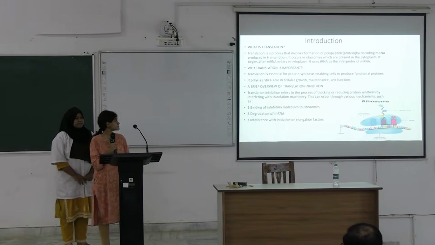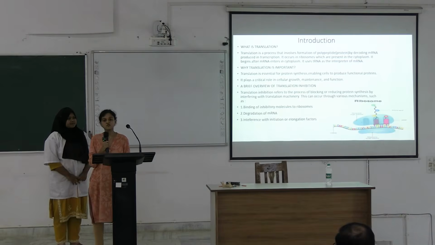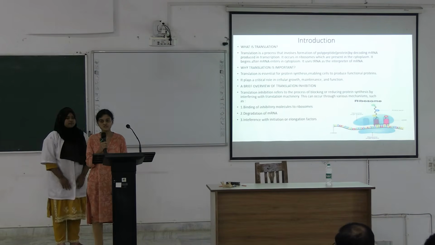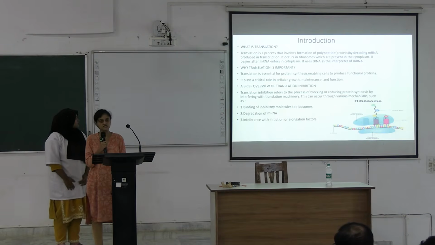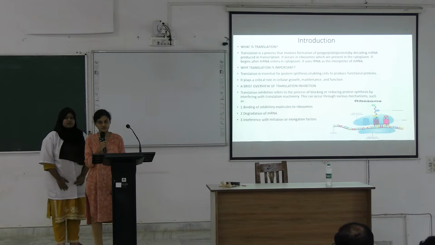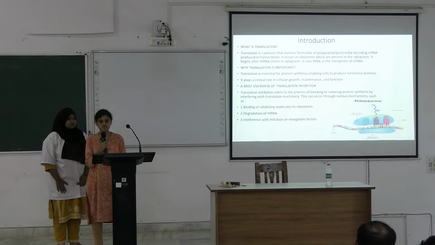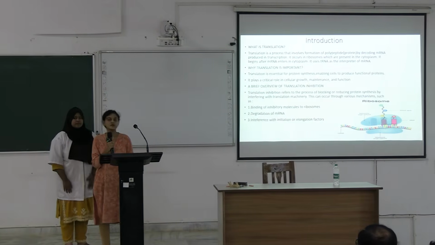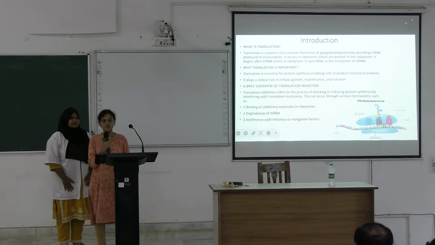Why do we need translation? Translation is important for the formation of proteins that are important for cell growth, maintenance, repair, and proper functioning. If there is no translation, then these proteins will not be formed and the cells will not be able to survive. What do we mean by inhibition of translation? Inhibition of translation simply means either stoppage or slowing down of protein synthesis. This can be achieved in three ways: breakdown of mRNA, blocking of ribosomes, or interference with the starting or continuation of the protein synthesis process.